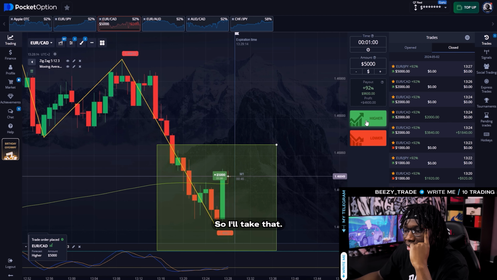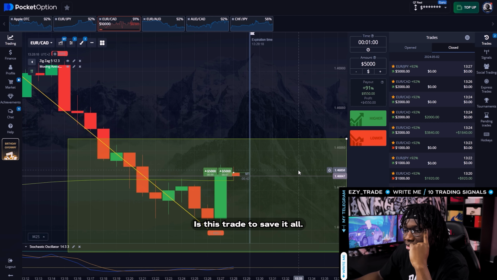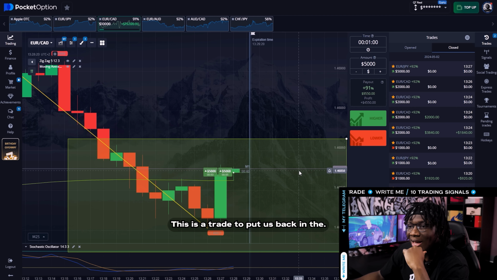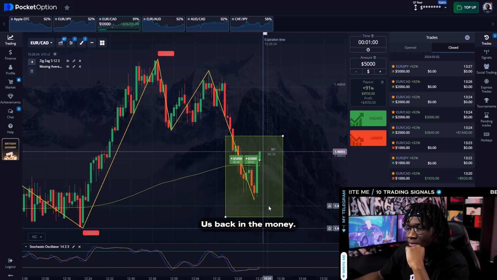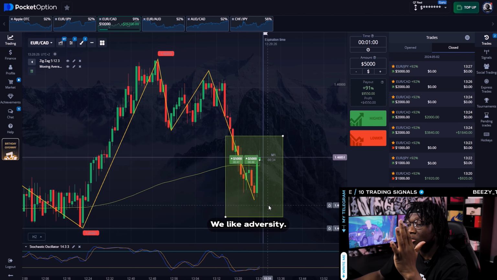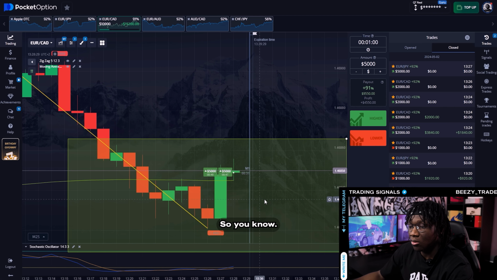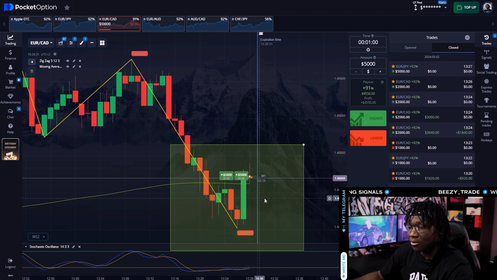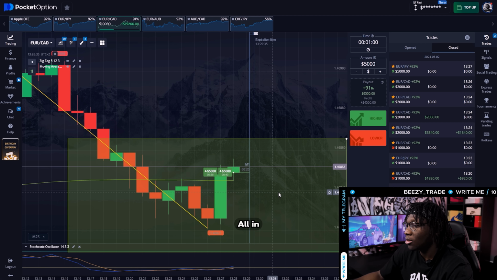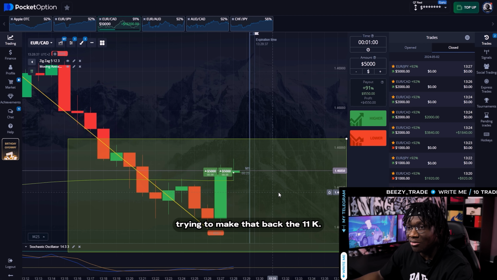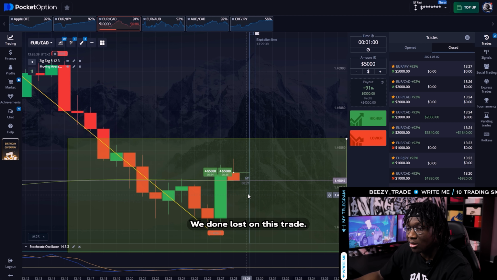When we come back over here, we're starting to see a little bit of a movement. So I'll take that. I'll double it too. This is the trade to save it all. This is the trade to put us back in the money. We like adversity, so you know, this is probably it right here. All in. Trying to make that back the 11K we done lost on this trade.